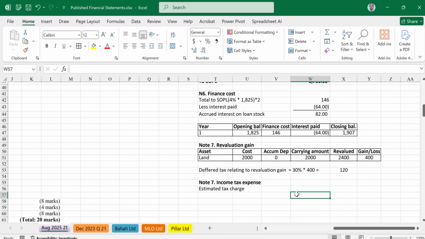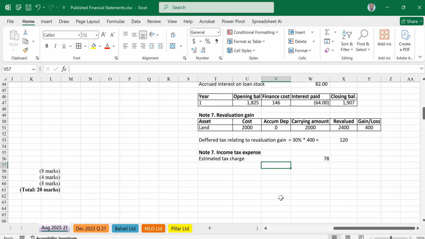So the estimated tax charge is 78. Then compare that with the deferred tax. It's decreasing. Now I'm not going to use 120. The 120 doesn't go to the statement of profit or loss. The 120 goes to other comprehensive income. So that 120 will go to other comprehensive income.